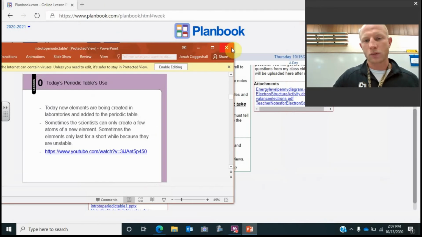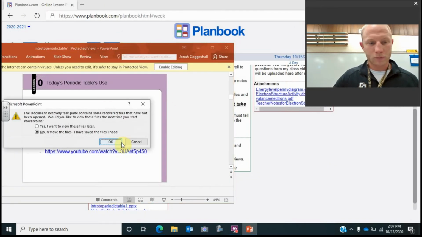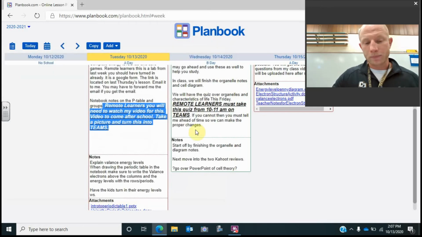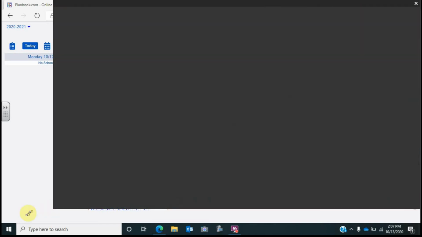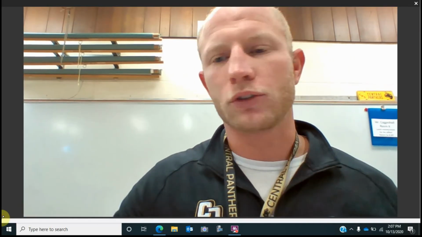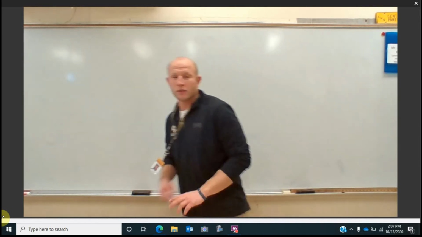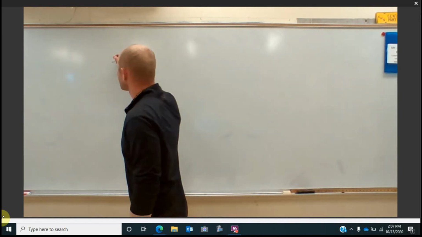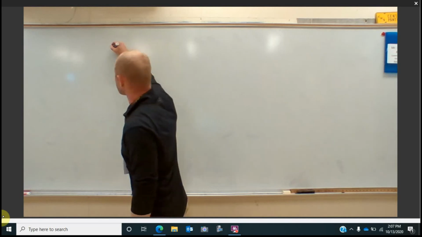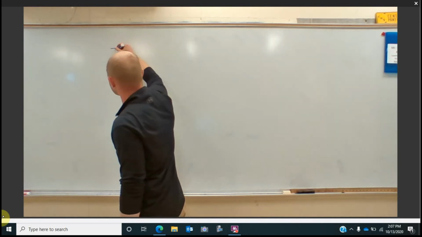Now this is what you guys need to do. We're going to draw our own periodic table, but not with individual elements. On your notebook, go ahead and draw your own periodic table. It's going to have an outline that looks something like that.